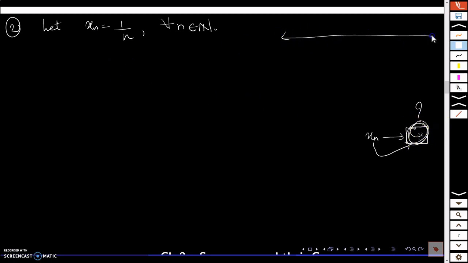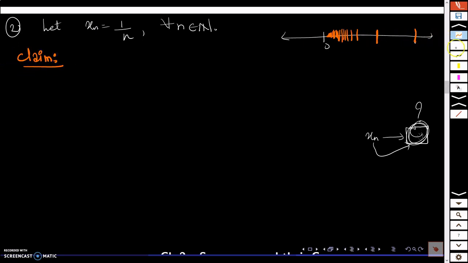So if you plot this sequence now on the number line, how does it look? Let's see, where should it converge? When n is equal to 1, it is 1. When n is equal to 2, it is half. When n is equal to 3, it is 1 by 3, 1 by 4, 1 by 5. So the terms are coming this way, this way, this way, and they cannot cross 0 and go. So they are actually heading towards the point 0. This gives me some idea that the sequence xn, which is 1 by n, converges to 0. And that is what we will prove.